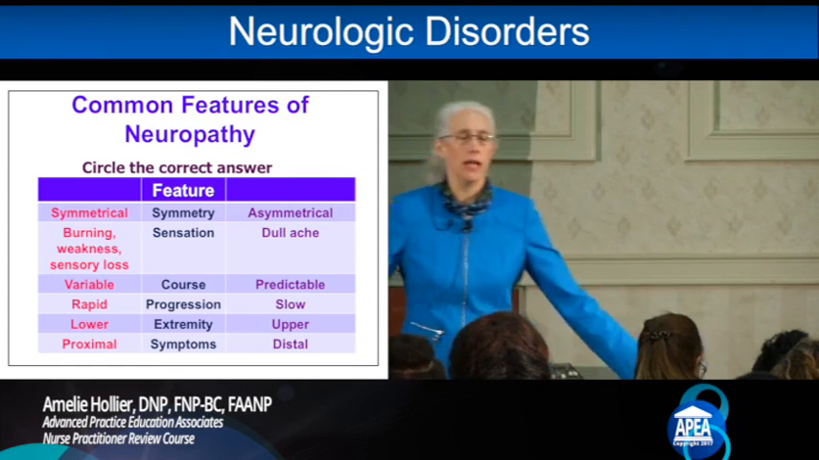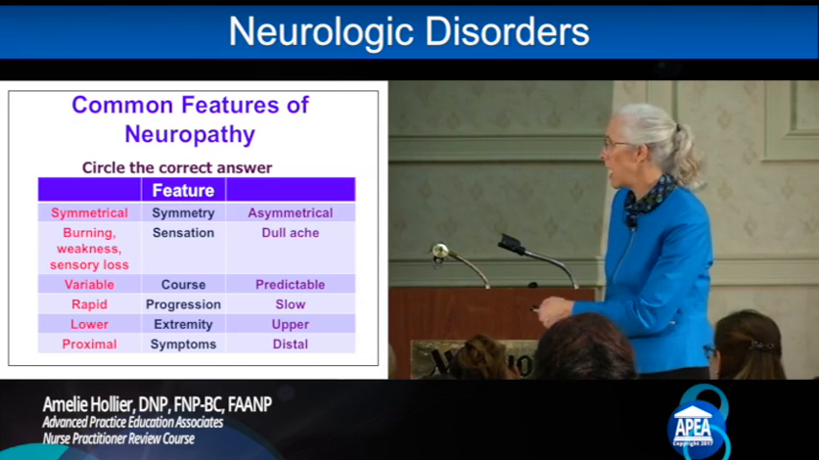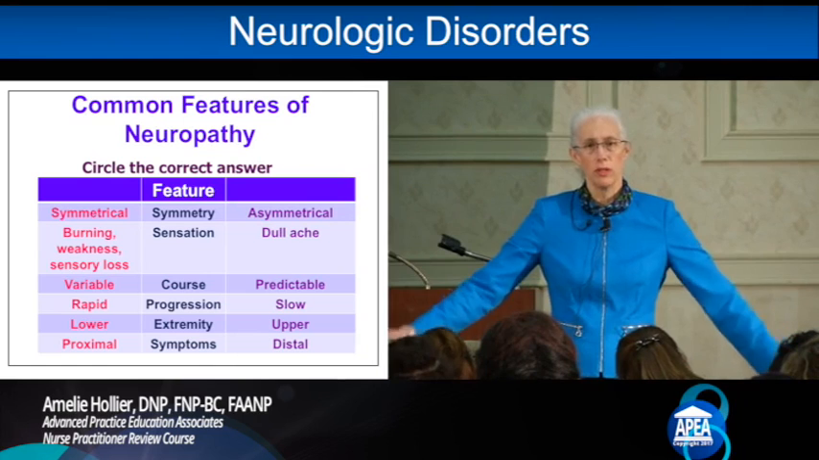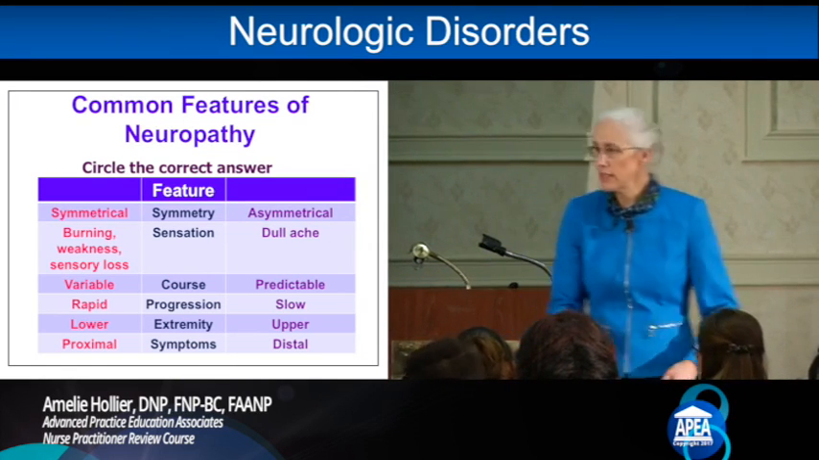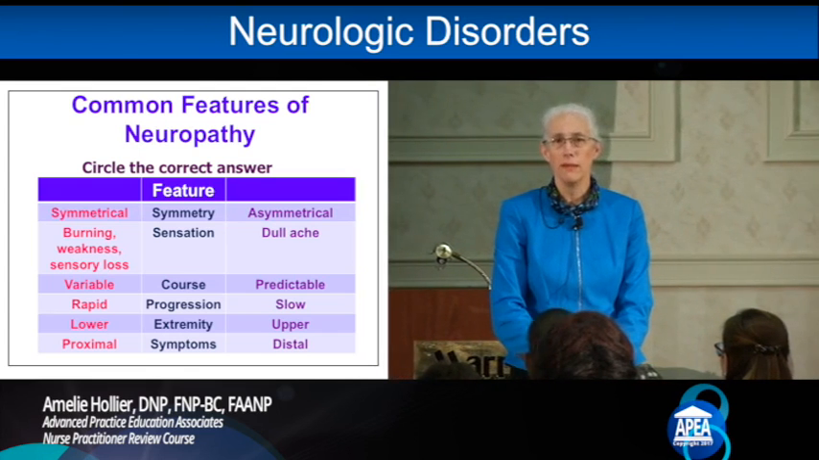Extremities involved in polyneuropathy, upper or lower? Lower, much more commonly. And what about the symptoms? Are they proximal or distal? What about your diabetics? Distal, exactly. So I'm not feeling the love here about neuropathy.